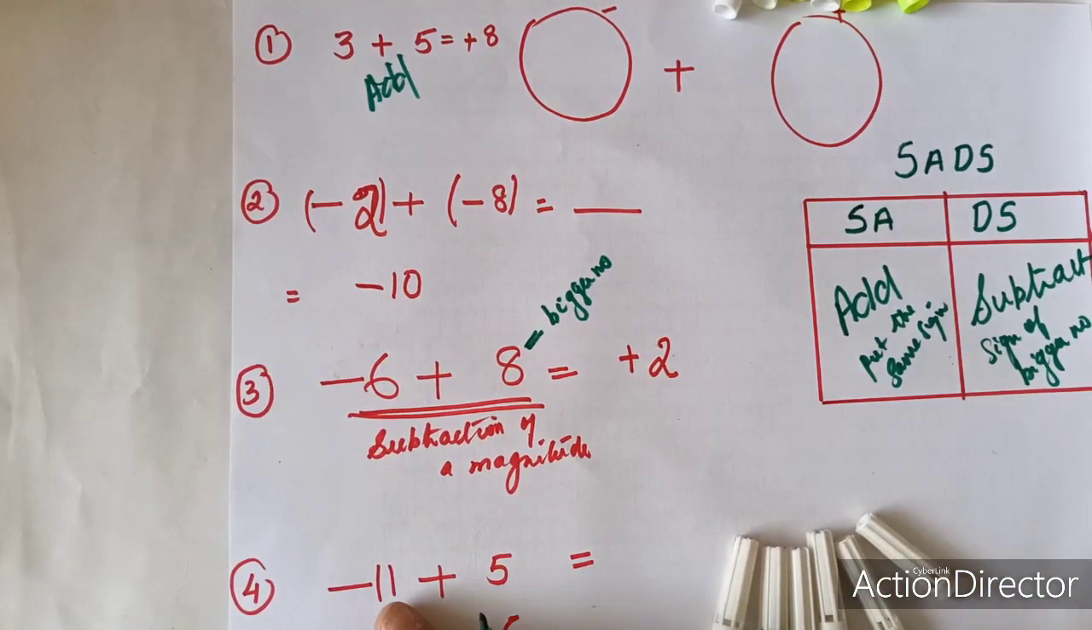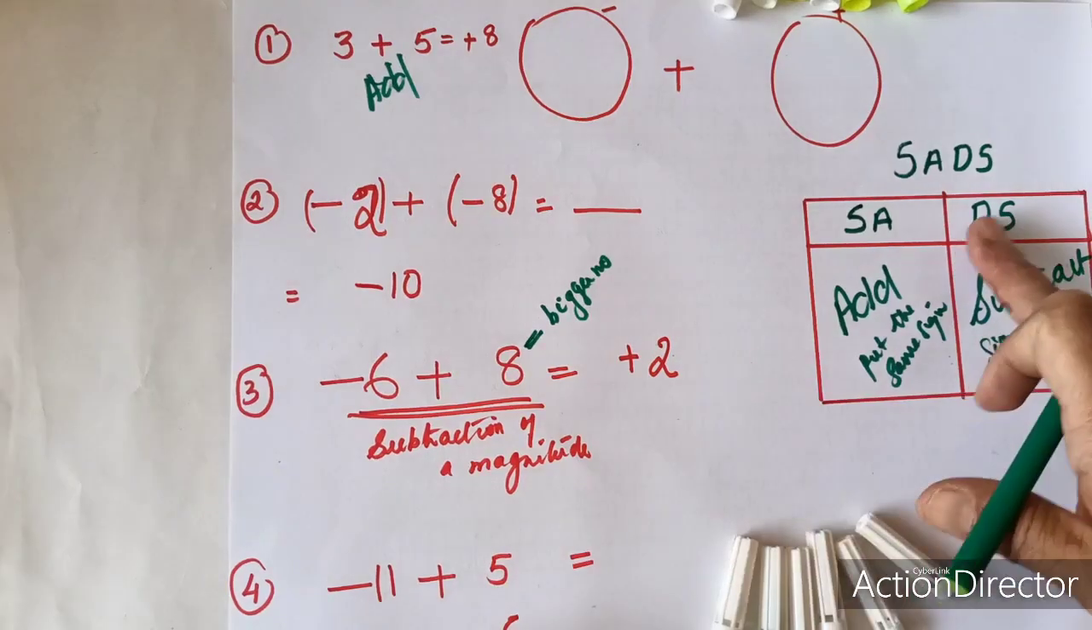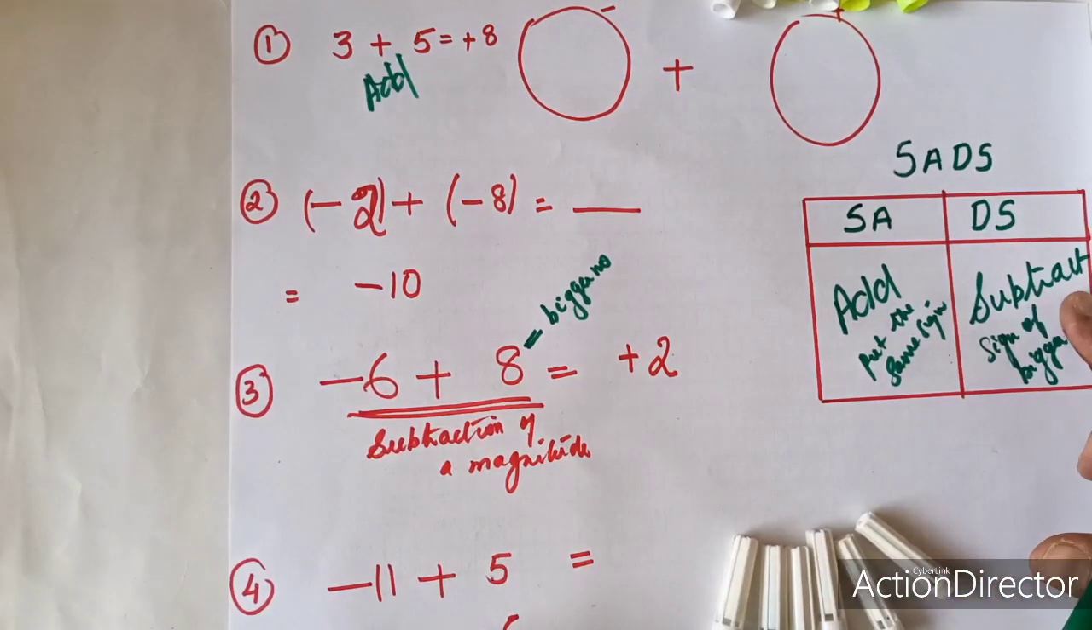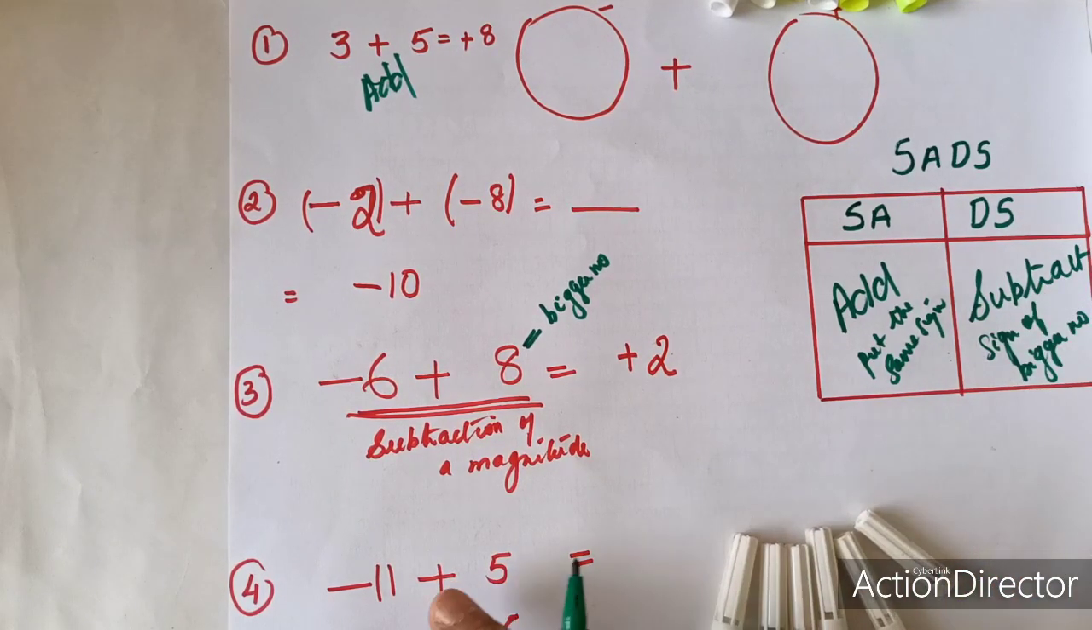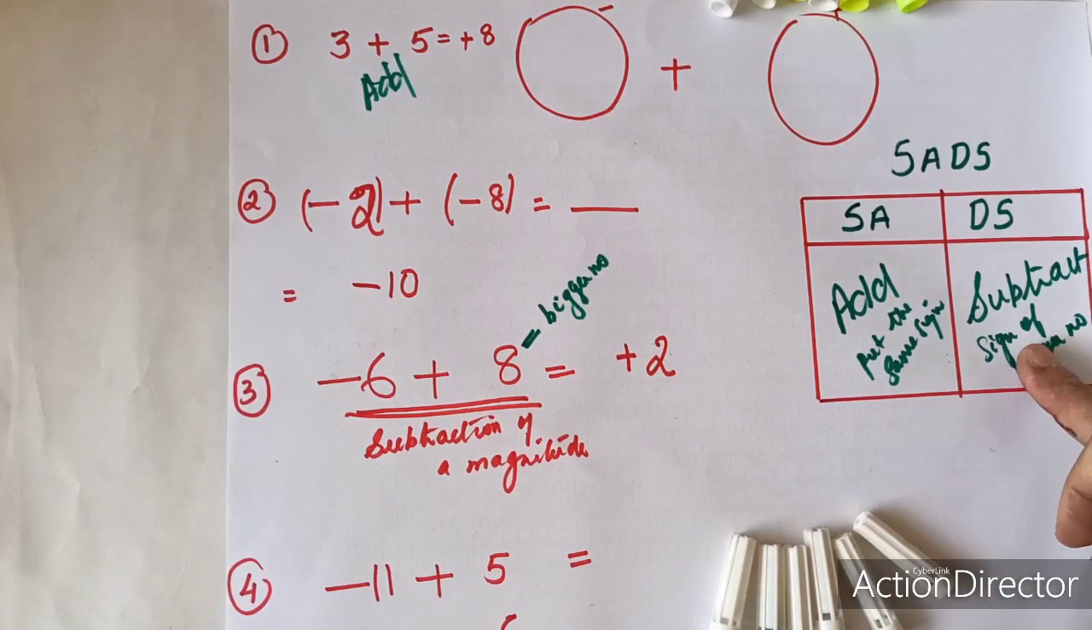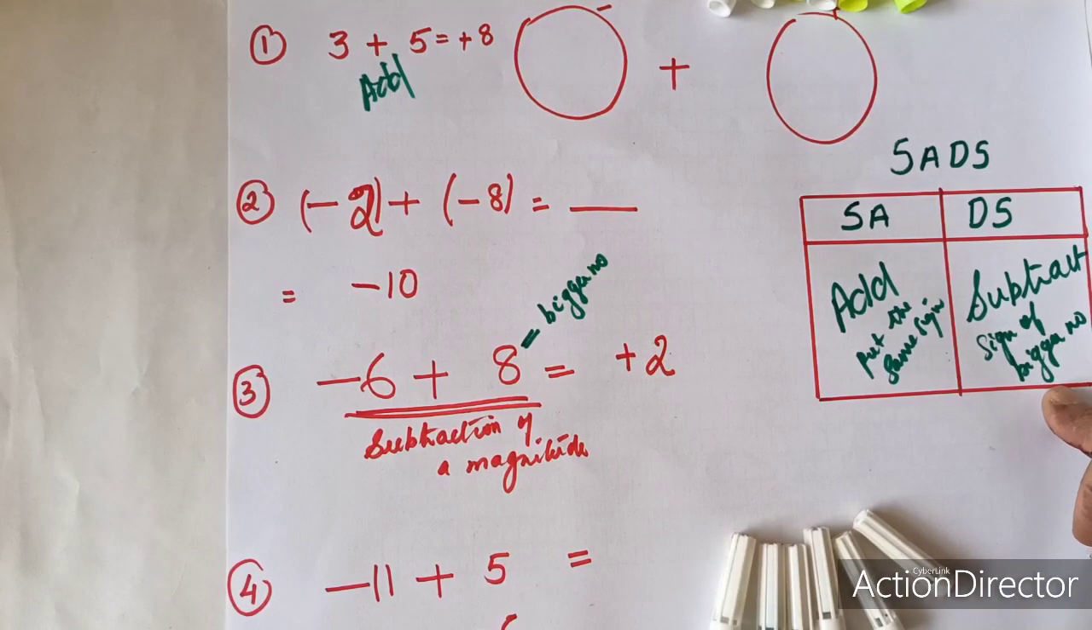Here also we see minus and plus, different signs. When you have different signs, what do you do? Subtract. After subtracting, 11 minus 5 is 6. What is the sign? We should take the sign of the bigger number.